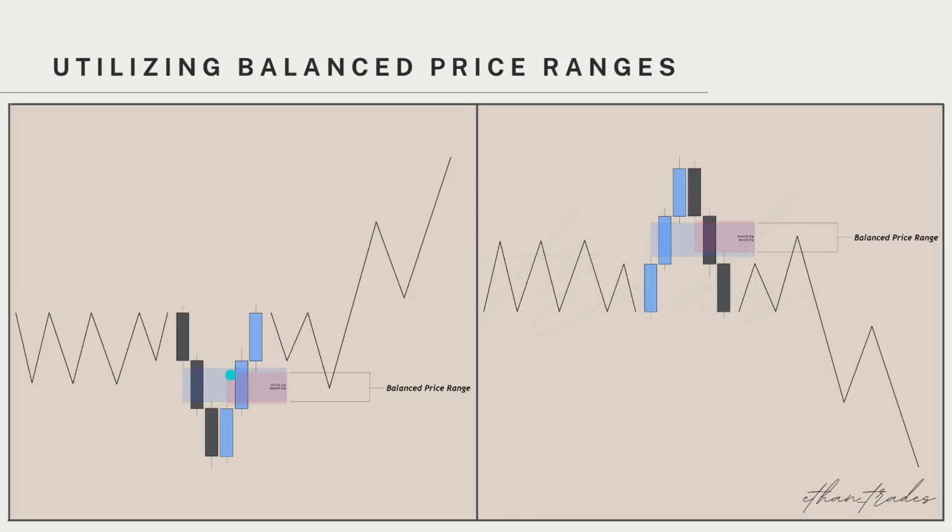And so where both of these inefficiencies overlap, we look at that as a balanced price range. The algorithm will refer to that balanced price range as true support and resistance. In this case, if this was a scenario, we're expecting bullish price action from this balanced price range. Vice versa, on the right is a diagram of a bearish balanced price range.